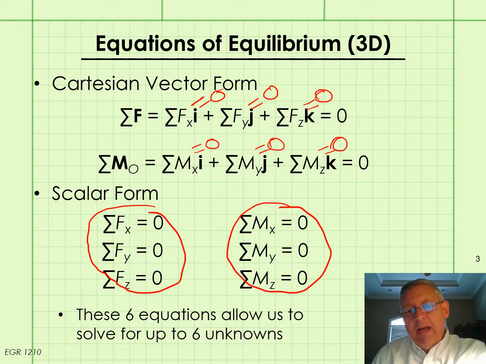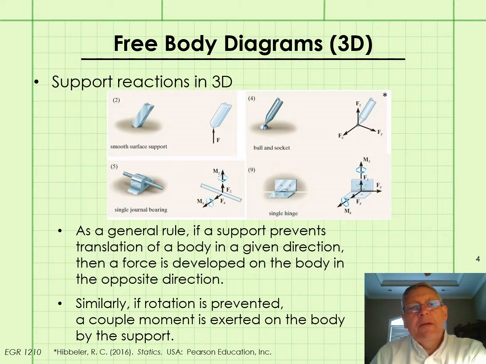So we now have 6 equations to use in our 3D rigid body equilibrium problems, which will allow us to solve for up to 6 unknowns. Similar to the 2D case, prior to applying the equations of equilibrium to a 3D rigid body equilibrium problem, you will need to create a complete and accurate free body diagram of the rigid body.